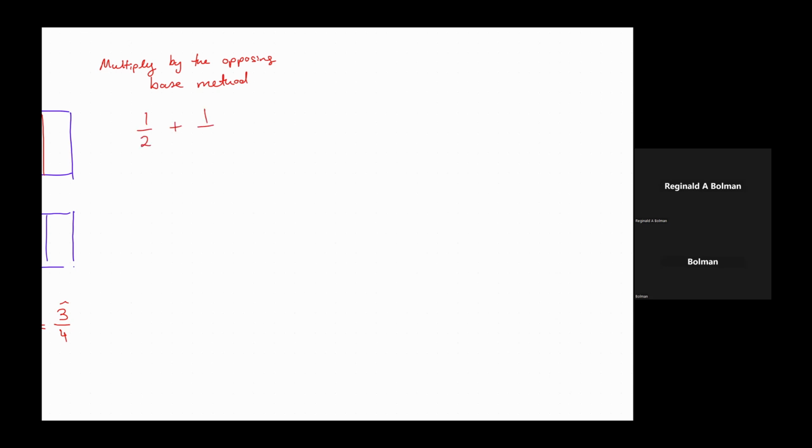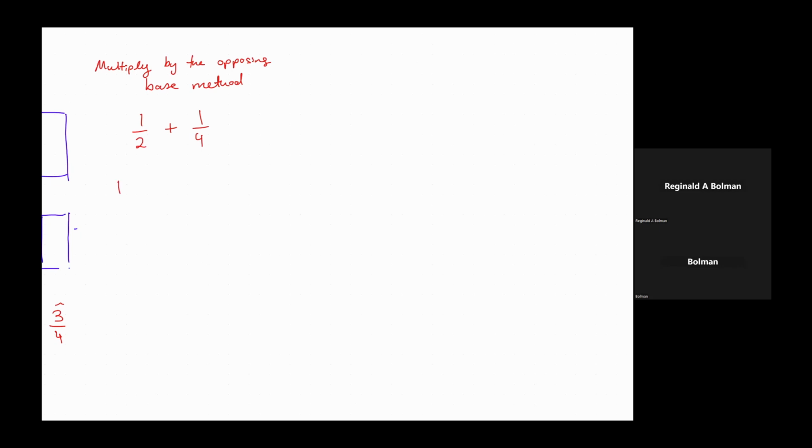One of the easy ways to do this would be to multiply by the opposing base. What that means is you're going to take your 1/2, the first fraction on the left. You're not going to do anything to it. You're just going to rewrite it on the line below. And I want every student to write out their fraction addition just like I'm doing. You're going to write out the problem statement. If you're given 1/2 plus 1/4, you're going to do that on the first line.